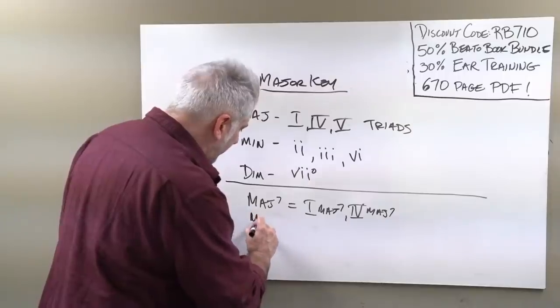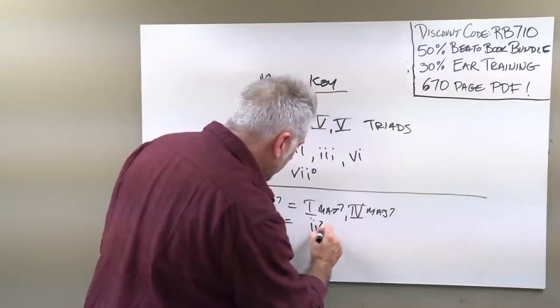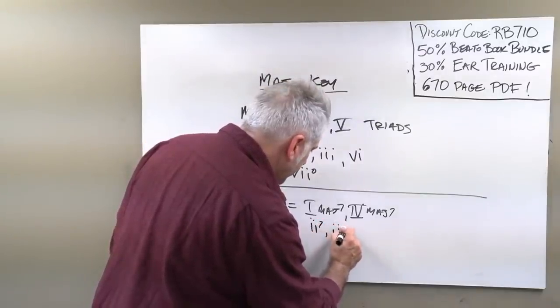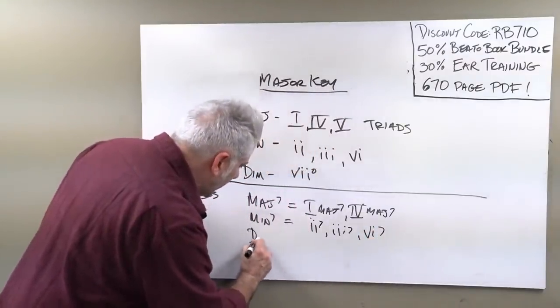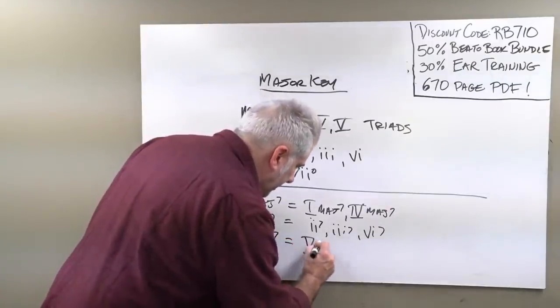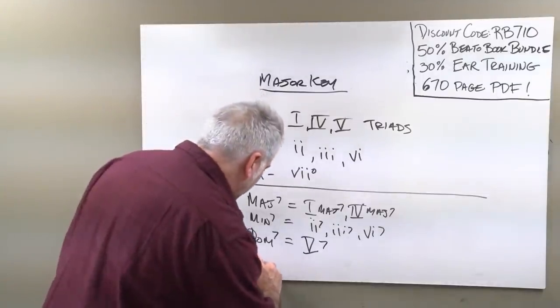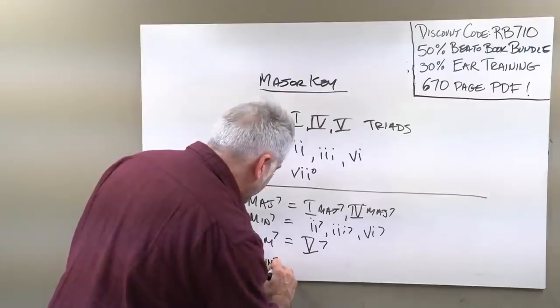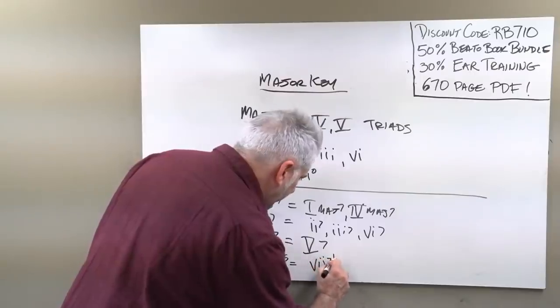Your minor sevenths are just like here. It's going to be 2, 3, and 6 that are minor seventh. Then you have your dominant seventh chord. That's going to be your chord built on the 5th scale degree, right? In the key of C, it'd be G7 then. And then you have minor 7 flat 5, which is built on the 7th scale degree.